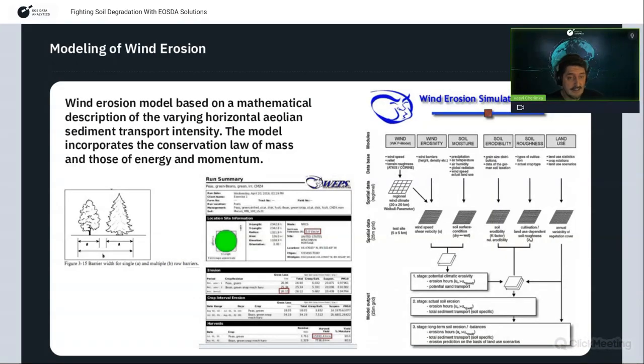We have the same situation with wind erosion modeling. There is a wide range of models allowing us to analyze all factors and develop the most effective strategy for combating wind erosion of soil.